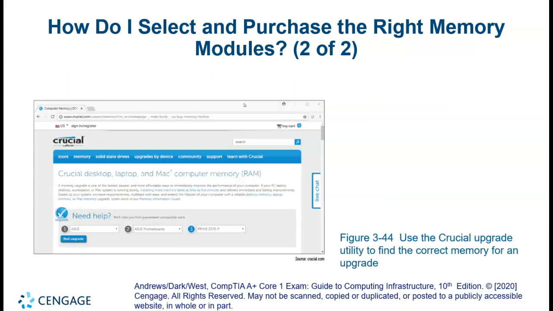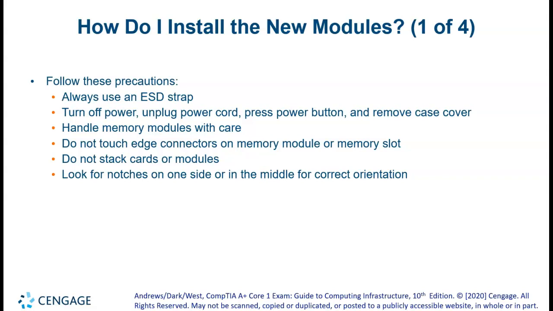How do I use the Crucial upgrade utility to select correct memory for an upgrade? This is a software, a website, crucial.com. How do I install the new modules?